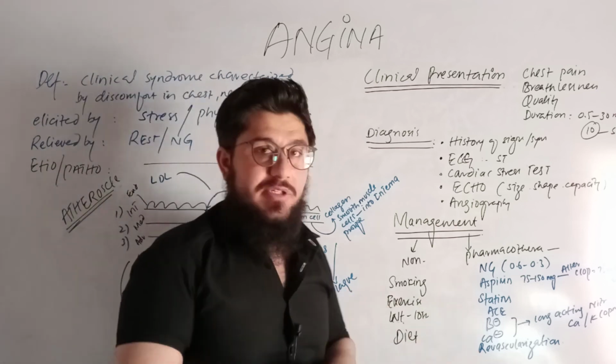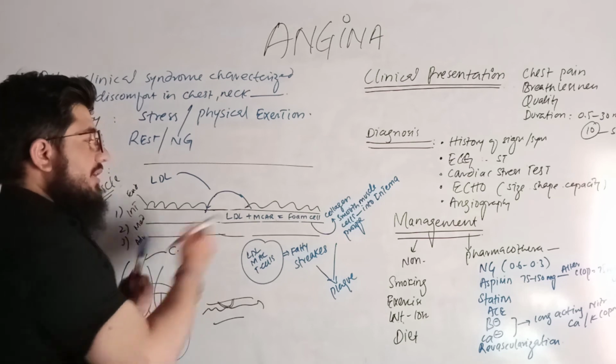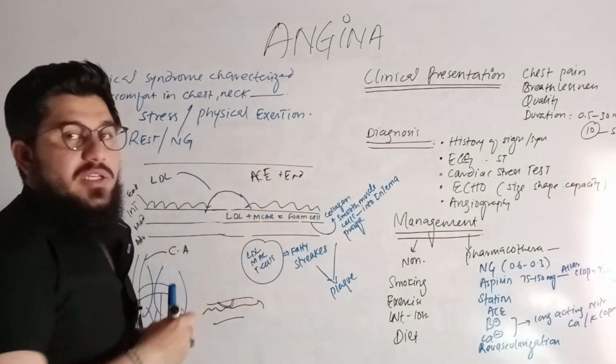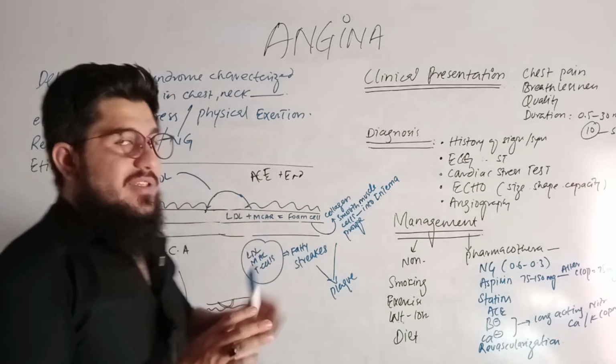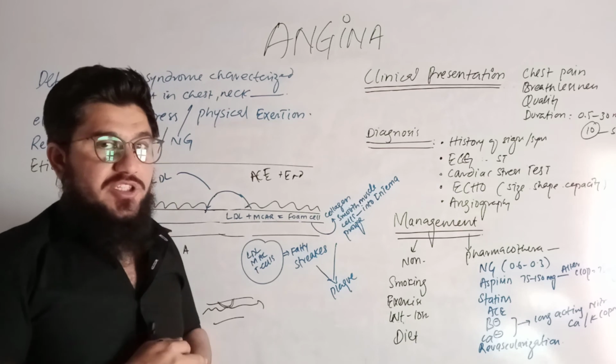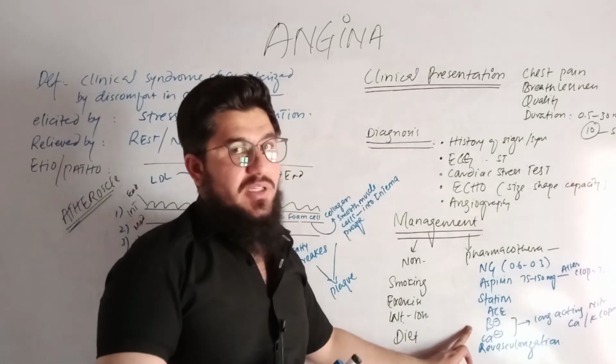Here we're giving ACE inhibitors also. Now, one of the uses of ACE inhibitors is this: ACE and some endothelins are responsible for causing vasoconstriction. So if you give ACE inhibitors, there will be vasodilation. Again, our function is achieved: vasodilation and decreasing the heart rate, with beta blockers and calcium channel blockers.